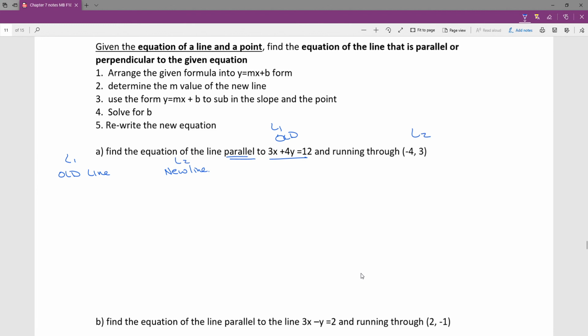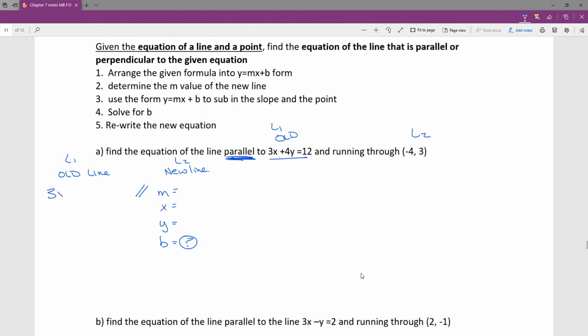So what I need, same as I had before, is I would really love an m, an x, a y, and solve for the b value, right? This is always kind of my key to try and determine so that I can come up with a way of subbing into mx plus b form and solving for b. So my old line, I need to figure out the slope because I know that my slope is going to be the same as my new line. It says the two lines are parallel to each other.